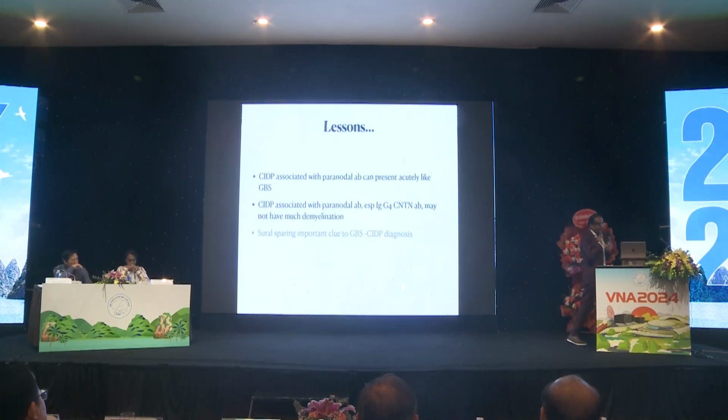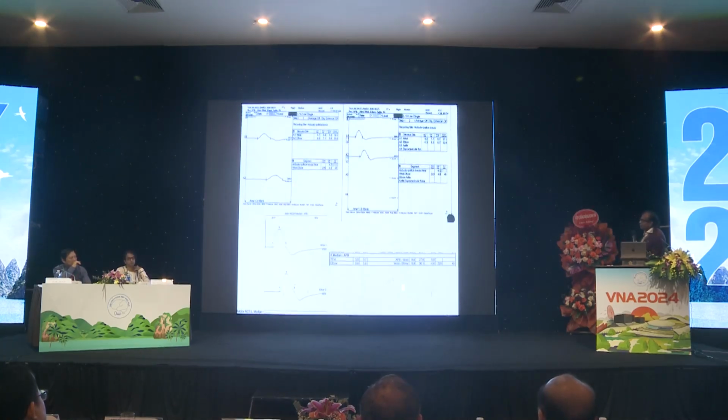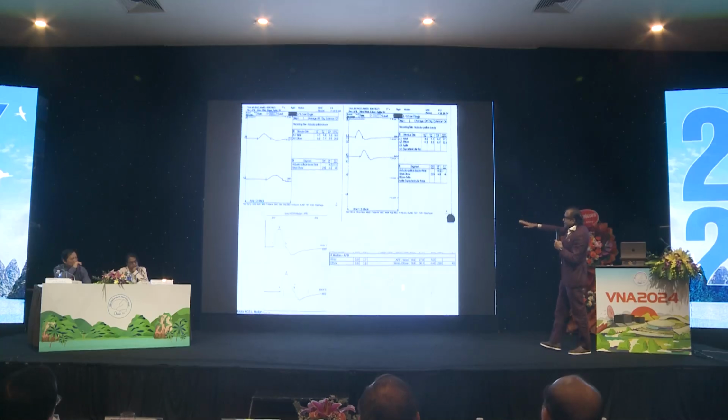But this case taught me that even if it's an AMAN-like picture, acute onset CIDP should be considered, especially associated with contactin antibody. Okay? And then, just to prove to you how the nerve conduction studies can be quite tricky, what I've done is superimpose the waveforms for you. The one on the left is the one that we did when the patient came to us, then the following test, and then this is the last one.